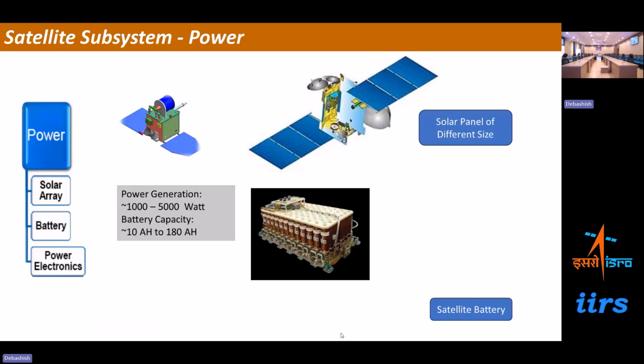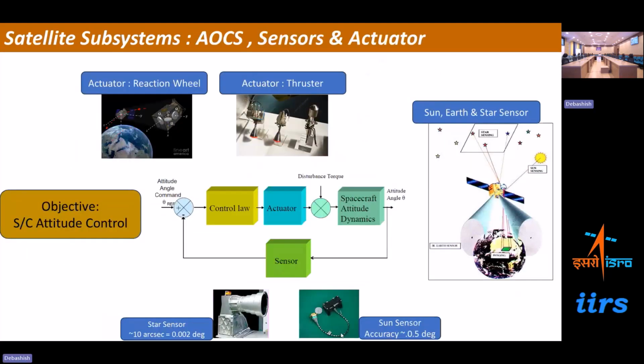So these are all the design parameters which need to be designed during the design phase. Another subsystem is called the AOCS sensors and actuators. I will try to put these three systems together because they operate very close with each other. Here the objective is to control the spacecraft attitude. The attitude means the orientation of the spacecraft.